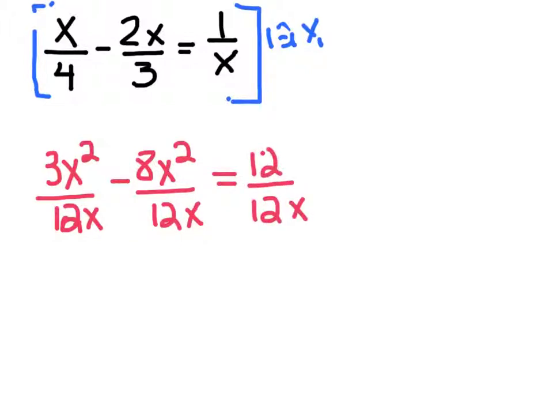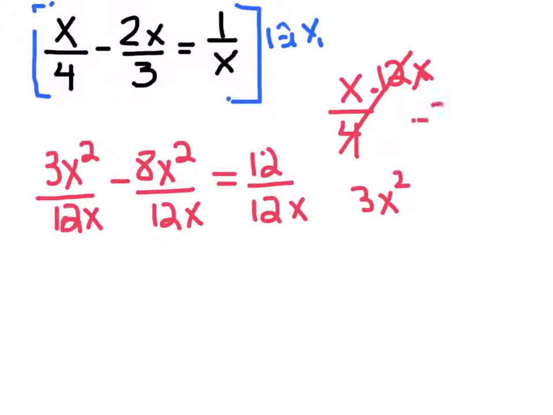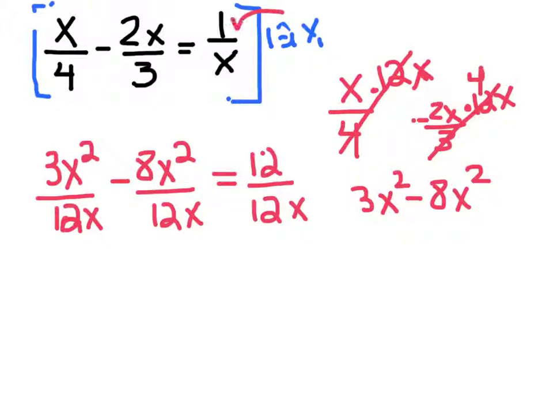Now, you can do that step, but I want to show you an easier way to do it. If you take the x over 4 and times it by 12x, this cancels, and you just end up with 3x squared. And if you take the negative 2x over 3 and multiply it by 12x, the 12 over 3 cancels to 4, and you end up with 8x squared. And if you multiply this last term by 12x, the x's cancel, and you get 12.